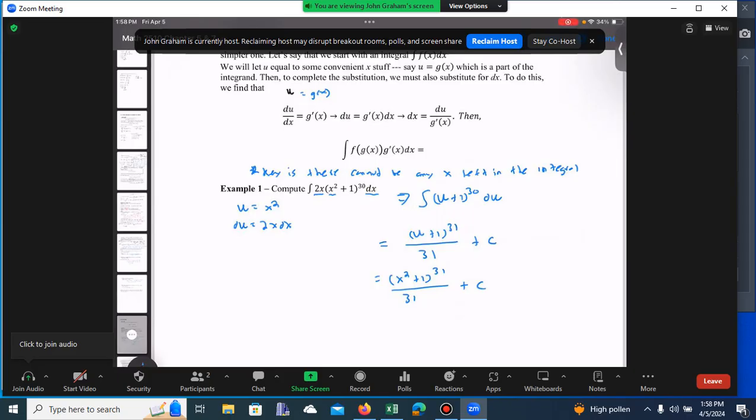The long way would have been to take x squared plus 1 and multiply that out 30 times. That would have taken a long, long time. Then multiply all those terms by 2x. Then bring back together, because a lot of those things will be the same, x squared plus 1. You end up bringing it back together into what we have. This is just a much shorter way using this technique.